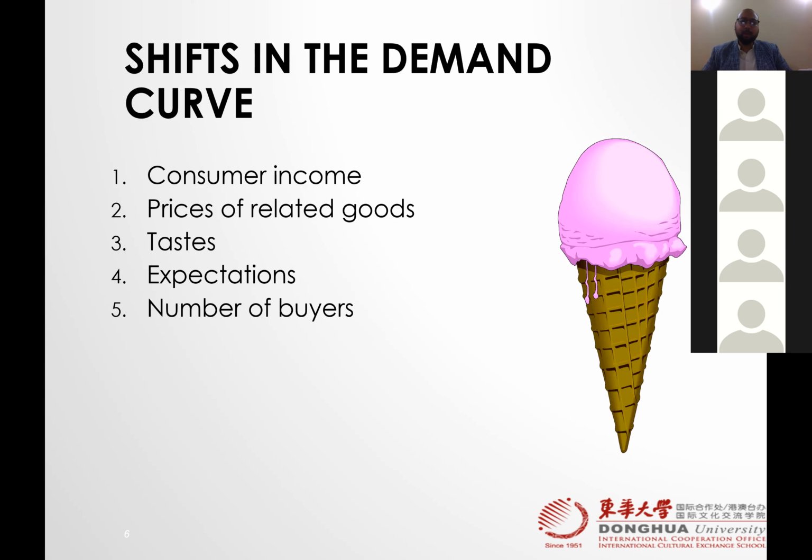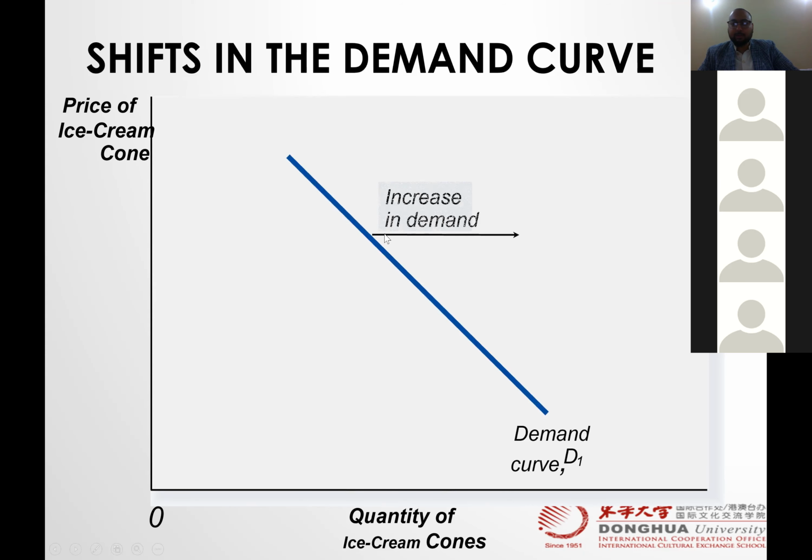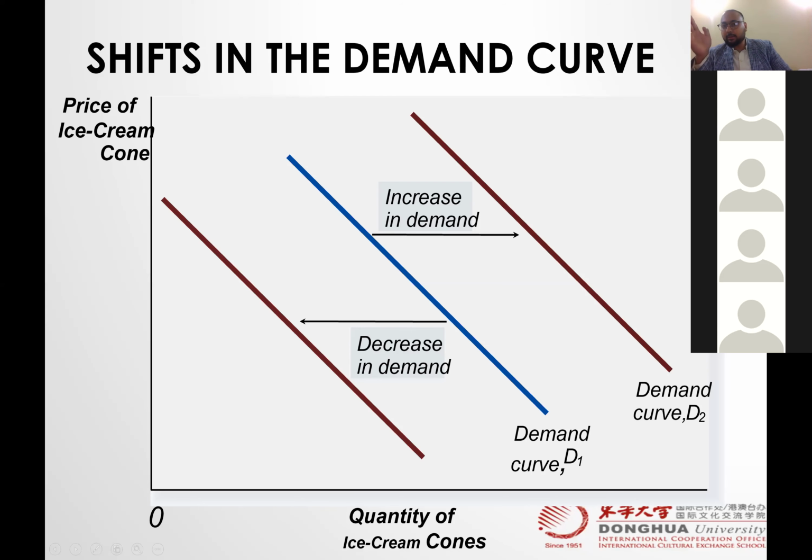And what do we mean by consumer income? How can it affect the demand curve, the shift in the demand curve? So shift means shift. We have 2 kinds of shift. Increase in demand means shift to the right. Decrease in demand means shift to the left.